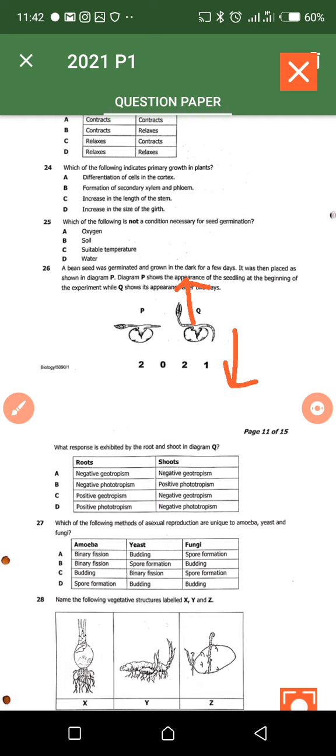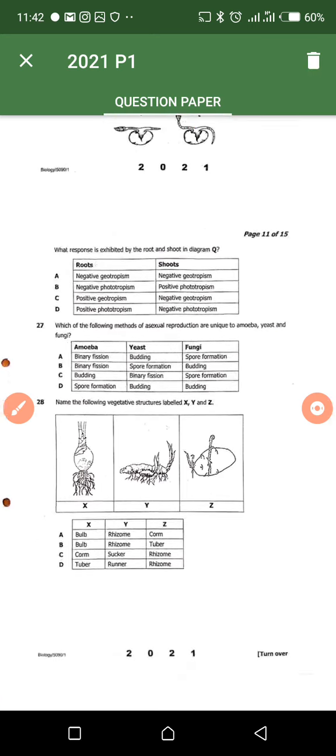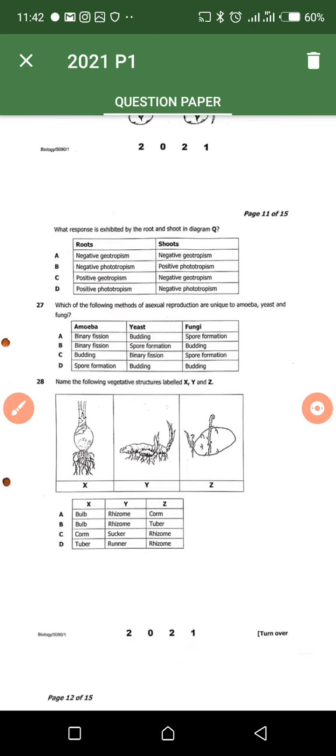Okay, so is it true that the roots are exhibiting negative phototropism, whereas the shoots are exhibiting positive phototropism, making the correct answer D there. Okay, so we're almost there.